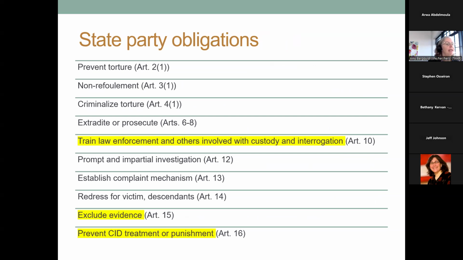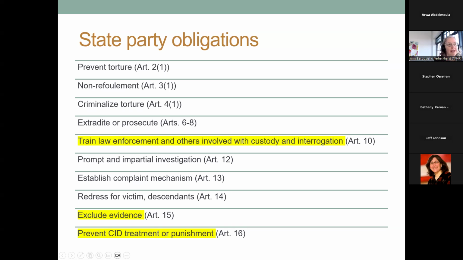So state party obligations, the most important ones for our reporting purposes, are the obligation to train law enforcement and others involved with custody and interrogation, so that they don't use torture or other kinds of coercion to extract confessions or to extract evidence, and then excluding evidence procured through torture or cruel and inhuman degrading treatment from trial, and then preventing cruel and inhuman degrading treatment or punishment.